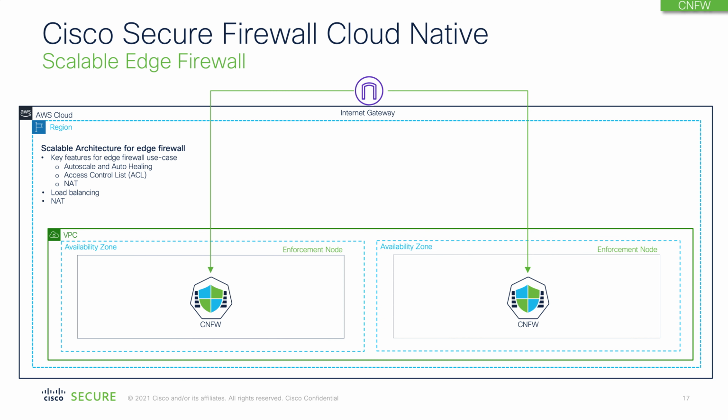Now, this is another example where I have firewalls at the edge. I'm using this firewall for auto scaling, auto healing, access control policy, NAT, load balancing. So these are key use cases if I just want to use it as a firewall.